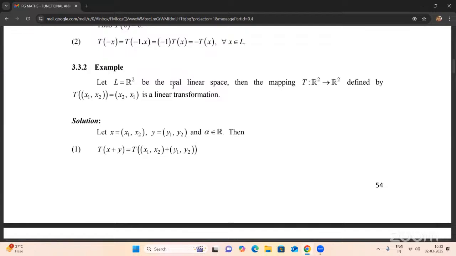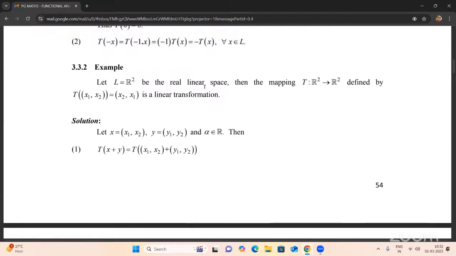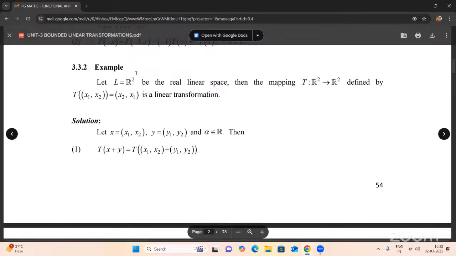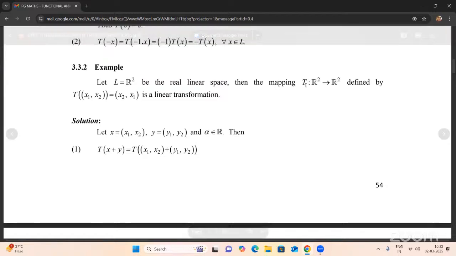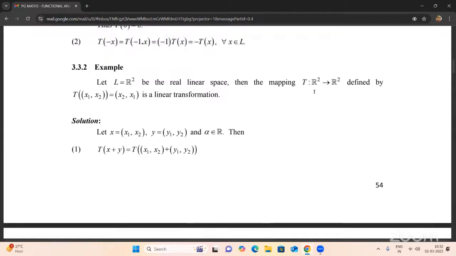Now, here L equals R square. This is the two-dimensional real linear space. Two-dimensional means now we are given a defined mapping. Just observe this problem. First of all, T maps R square to R square. Here the domain is two-dimensional and the codomain is also two-dimensional.